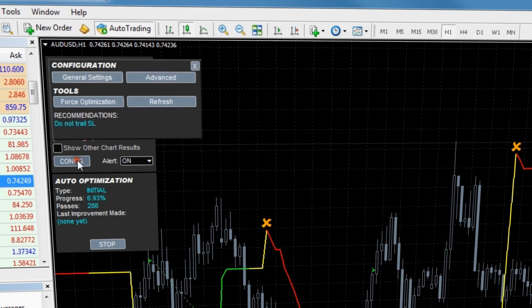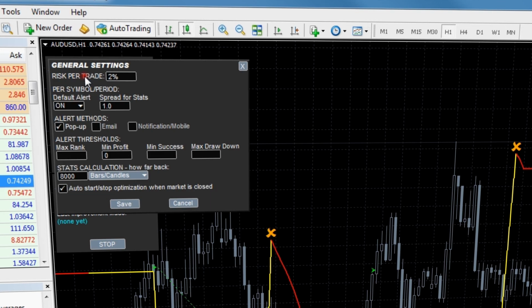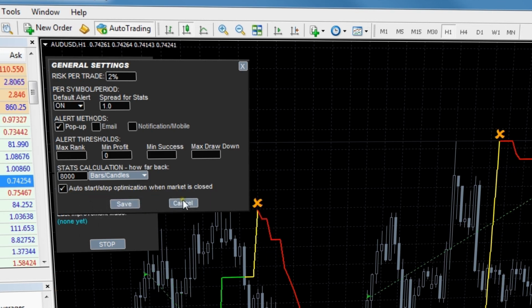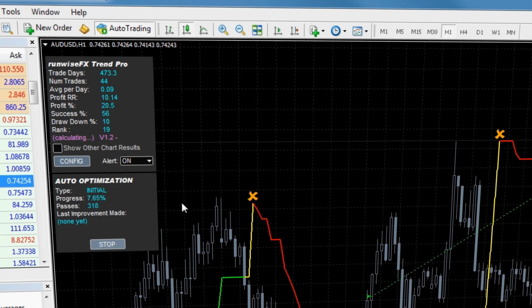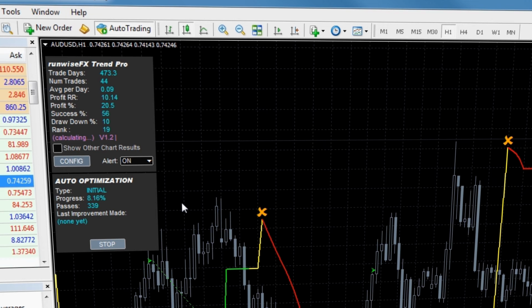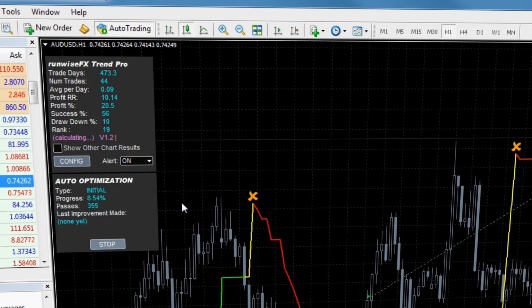And then finally, what it will do at the weekend or when the markets have closed, if you have this option ticked, auto start stop optimization when the market is closed, then during the weekend it will run through and continue to try and improve on the profit and obviously adjust to current market conditions and so on.